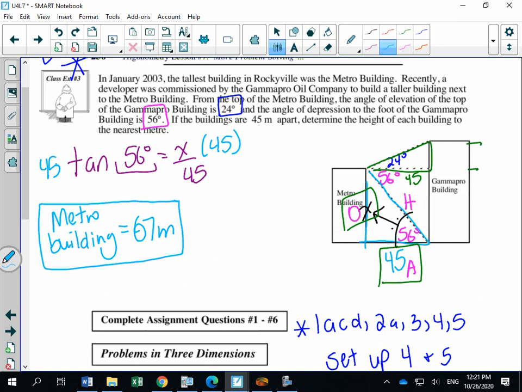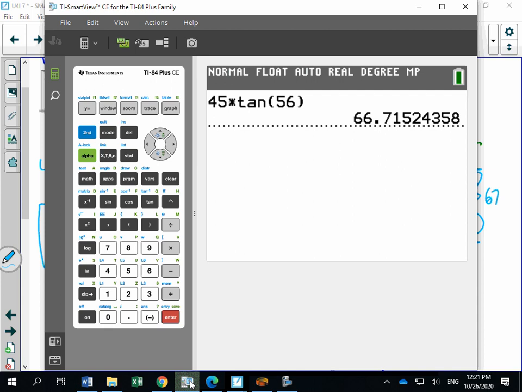Then what I'm going to do is I'm going to go over to the Gampero now. Do you agree that from here to here, this would be 67 meters? Do you guys agree with that? Yeah. Now I just have to use this triangle up here to calculate this top piece of the Gampero. Then I'm going to add the two together. However, I'm not going to add 67. Cade, what would I really add on my calculator? Yes, the entire thing, right? I'm going to round at the end.